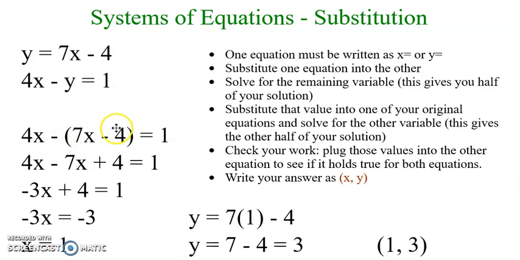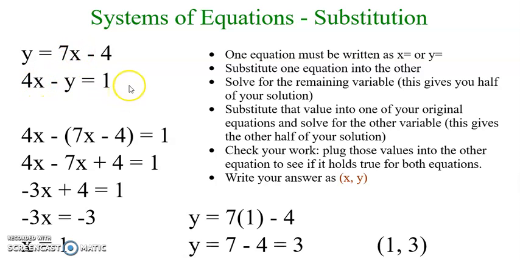We have to distribute this negative in here, combine our like terms, move the 4 over, and then divide, and then we've got x equals 1. So now that's half of our answer. Now what we need to do is plug that value into one of our original equations to find the other variable. So now we have to substitute 1 in for x here or here.